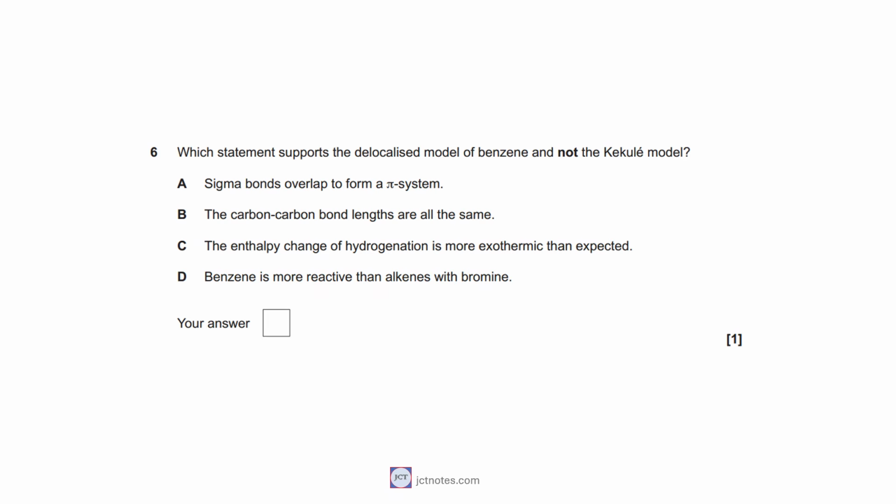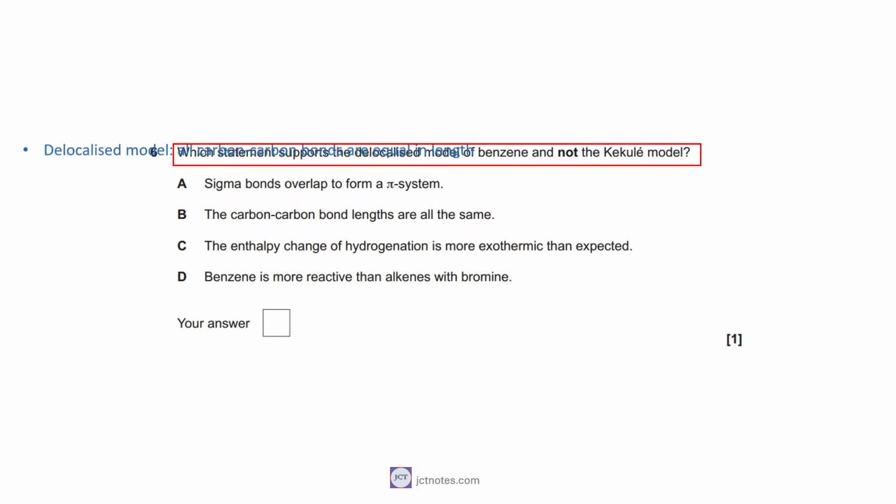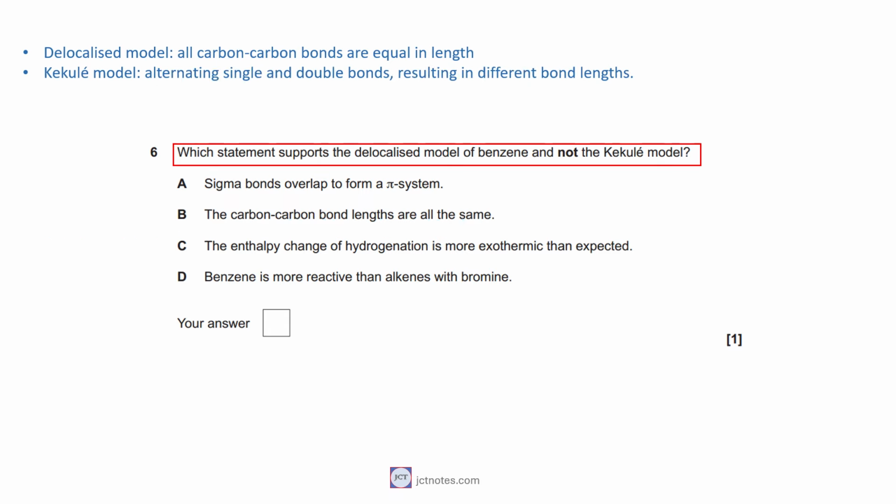In question 6, we are asked which of the given statements supports the delocalized model of benzene and not the Kekulé model. The delocalized model of benzene suggests that all carbon-carbon bonds are equal in length. In contrast, the Kekulé model proposes alternating single and double bonds, which would result in different bond lengths. However, experimental evidence shows that benzene has uniform bond lengths, supporting the delocalized model over the Kekulé structure. The answer is B.